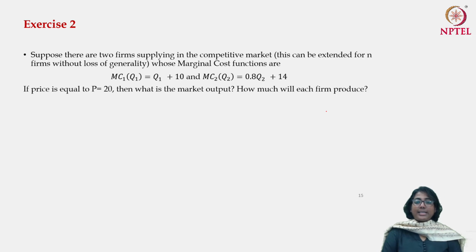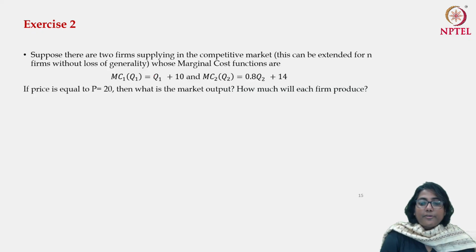So in this example, there are two farms producing and supplying in the market. The marginal cost curves of these farms are given by MC1 = Q1 and MC2 = Q2. When I mention marginal cost curves, they are also the supply curves of the farms, right? The supply curve of the first farm is given by P equal to marginal cost, so P equals Q1 plus 10, and the supply curve of the second farm is P equal to the marginal cost of the second farm, which is 0.8 Q2 plus 14.